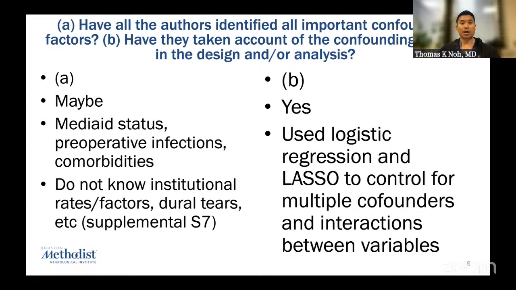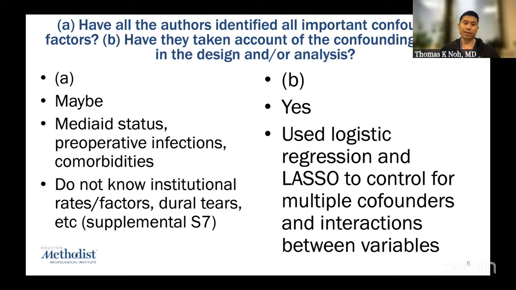Have the authors eliminated the confounding factors, and have they taken account of any confounding factors in the design and or analysis? For the first question, I said maybe. The Medicaid status, preoperative infections, and comorbidities were all included, and they have a relatively long list. But if you go through their supplemental S7 page, there are lots of things that they didn't include or couldn't include because this was a database review. Things like institutional rates, dural tears, et cetera, things that are maybe more nuanced to us as surgeons.